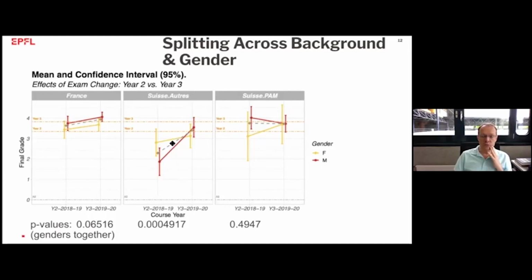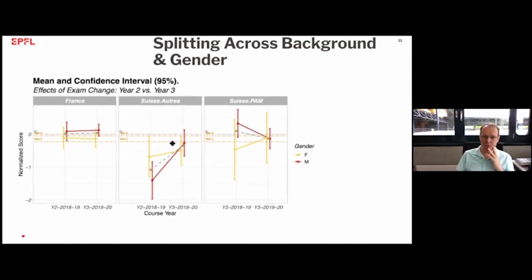Now, if we could look at the grade, so before I was looking just at the points, and actually not the points, but the normalized scores about the points. So what does it mean? Is this a 1% difference? Is it a 50% difference?